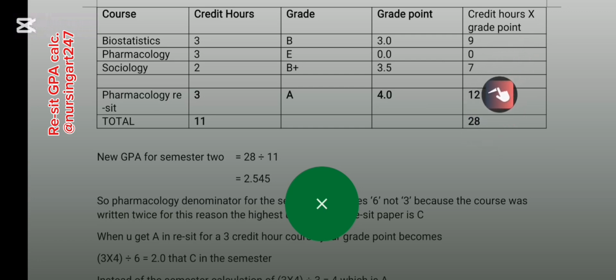But then the bad aspect is that here the credit hours has added the pharmacology twice. So instead of pharmacology credit hours being only 3, there's another pharmacology credit hour 3, which means that you wrote the paper twice. So your denominator is going to be 6 for pharmacology, which is not good. When the denominator goes up, the credit hours will decrease the credit point. So now the credit hours have become 3 plus 3 plus 2 plus 3, and it will give us 11.